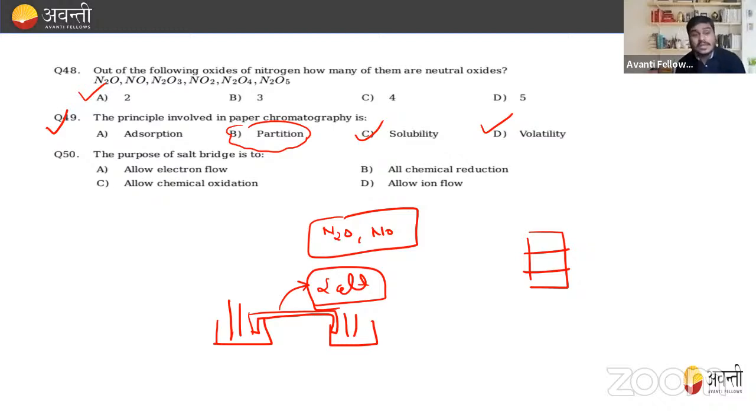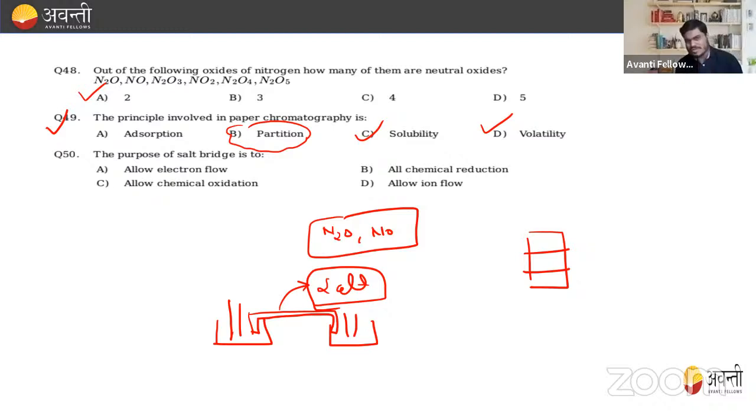The first option is it allows electron flow, then it allows chemical reduction, then it allows chemical oxidation, and it allows ion flow. Out of these 4, which one is correct? Whether it will allow electron flow or ion flow. I say only these 2 points because the B and C options are very much clear. There is nothing to do with chemical reduction and oxidation with the salt bridge. A salt bridge is basically used for maintaining the neutrality of the circuit.